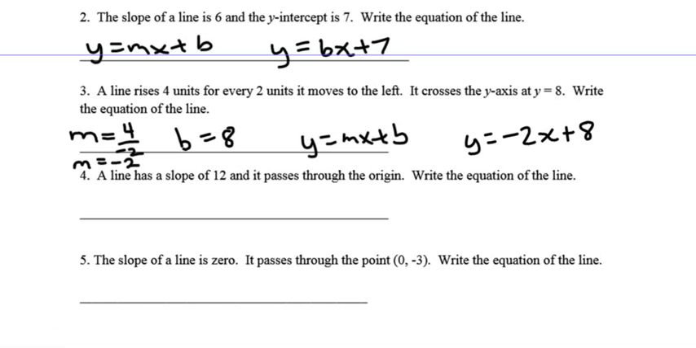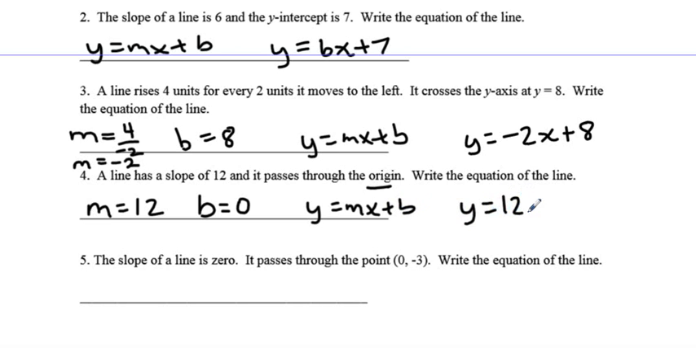Okay. A line has a slope of 12 and it passes through the origin. Write the equation of the line. Well, the slope is just 12, so m is 12. And when it means the origin, that's the point (0, 0), and that means that's where it's crossing the y-axis at y equals 0, or b equals 0. So again, when we do y equals mx plus b, we're just putting the 12 in for the m. And we don't put 0. Normally you would put plus whatever the b is, but because it's 0, we don't write it.